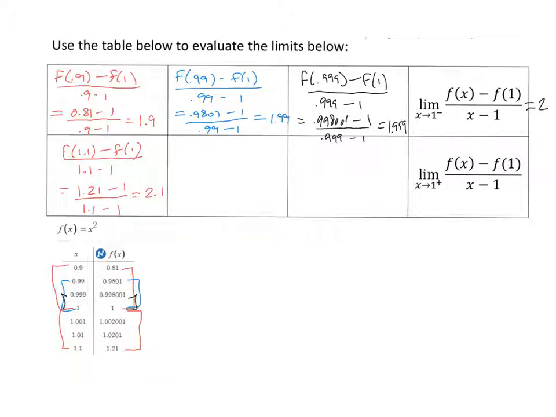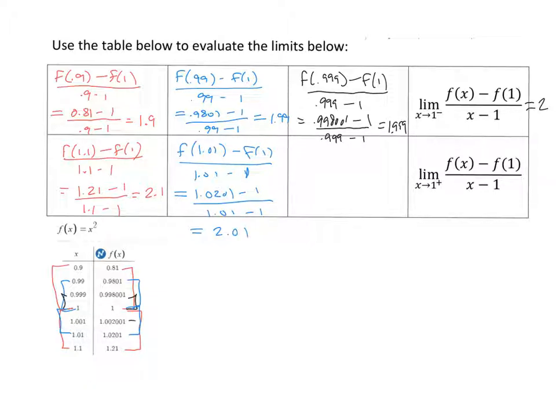And similarly, we're going to do the next point. That would be the slope between these 2 points. So that's going to be f of 1.01 minus f of 1 divided by 1.01 minus 1. And f of 1.01 is 1.0201, minus 1, and that's divided by 1.01 minus 1. And if you do that out, you get 2.01.